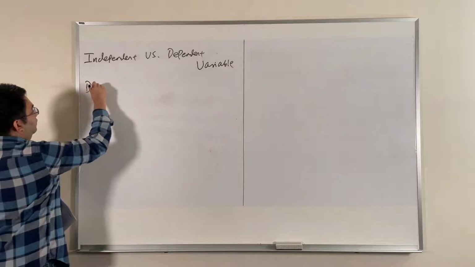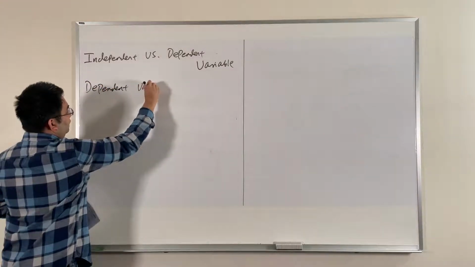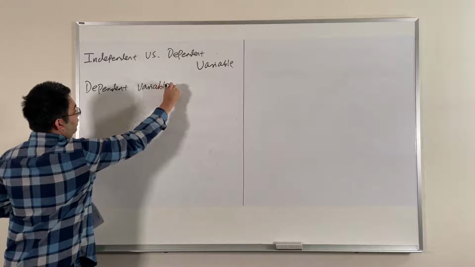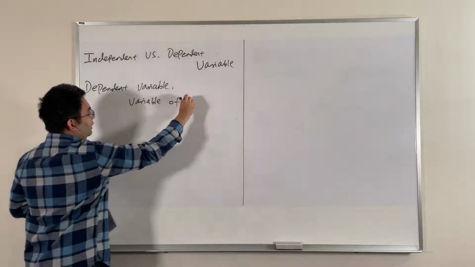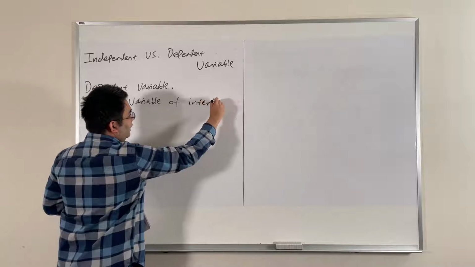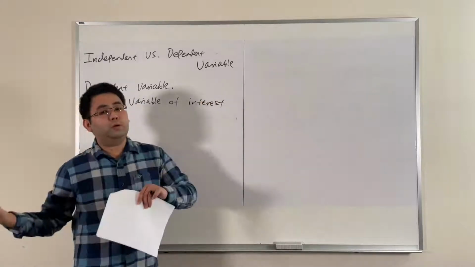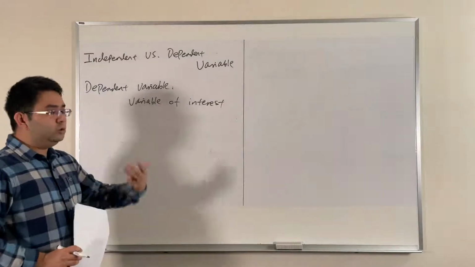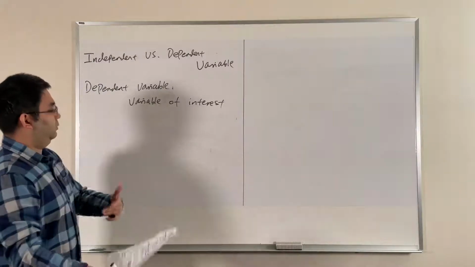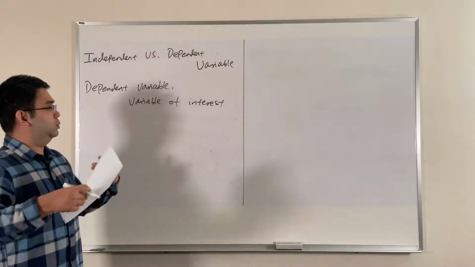So dependent variable is the variable of interest. It's something that we are interested in. If we go back to our previous example of students' GPA, then students' GPA is our dependent variable because it's something that we're interested in or we're interested in doing research in.